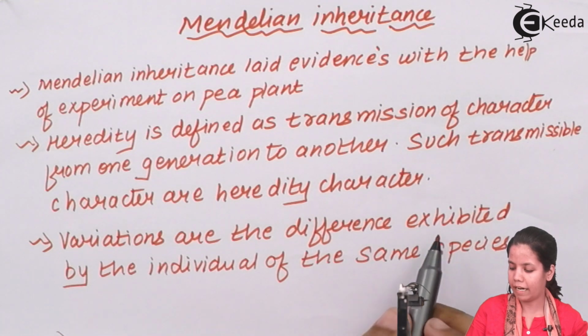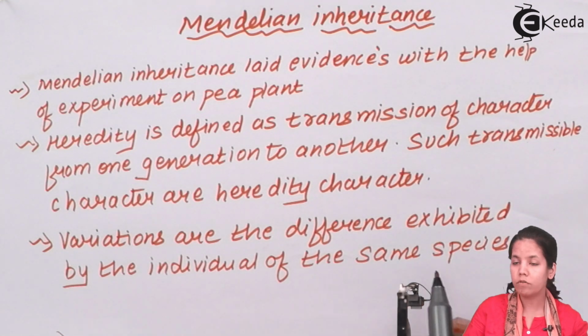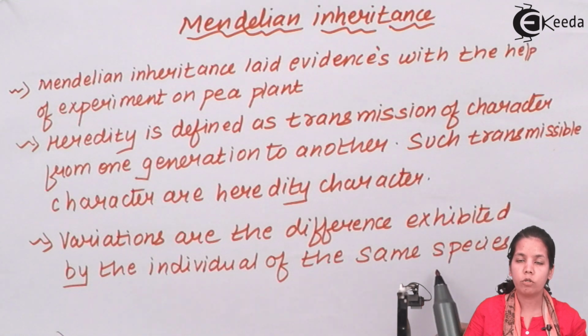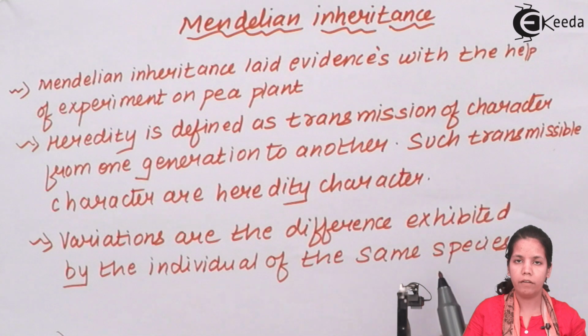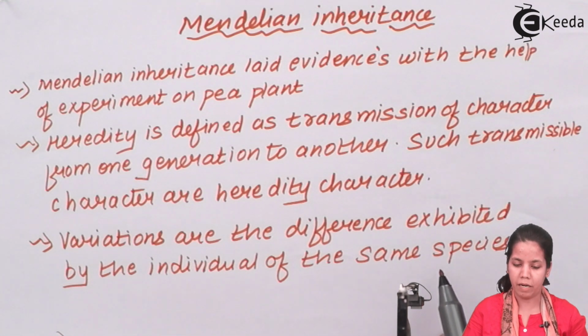Variations are differences that are exhibited by the individuals of the same species. Obviously, variation could only be seen in the mating of a man and an individual who is a human being. It cannot be seen in different species of plants or in cross species of plants.